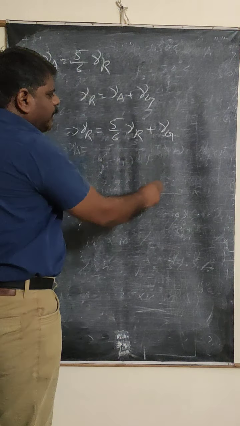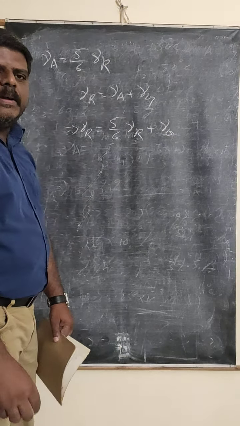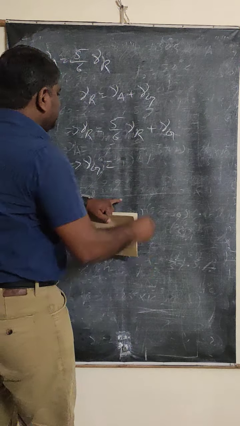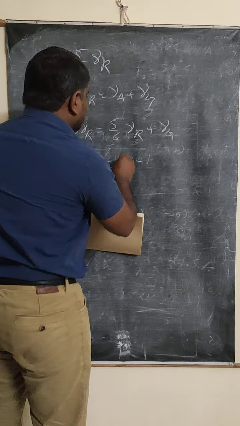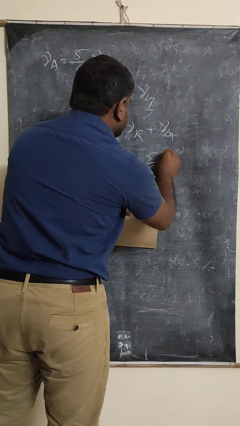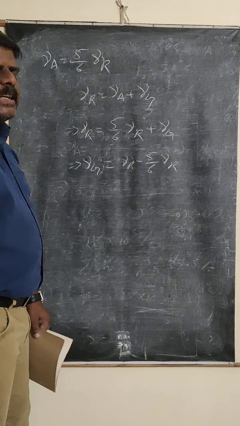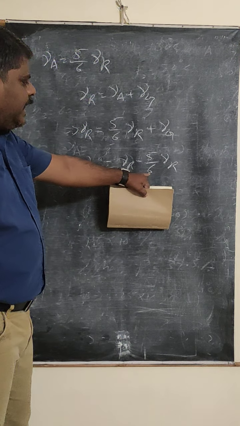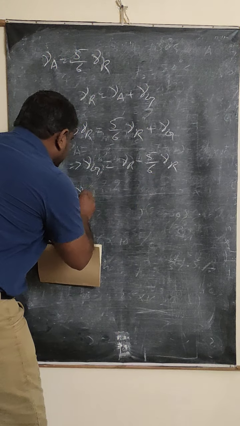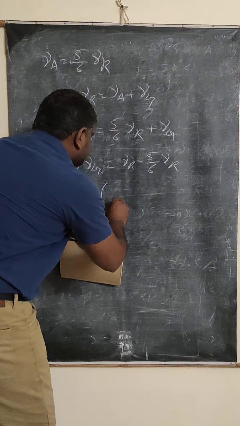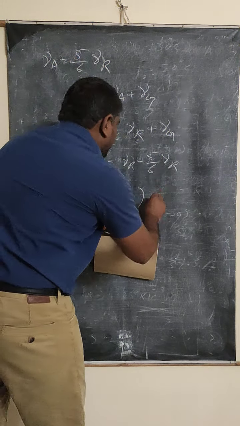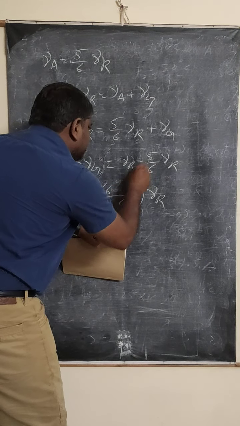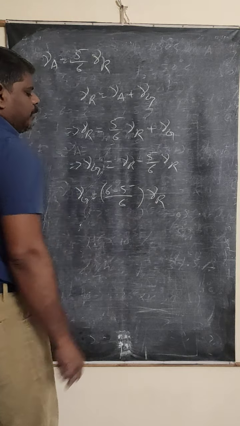Now we have to find this gamma G. 5/6 gamma R goes to the left side and becomes minus. So gamma G is equal to gamma R minus 5/6 into gamma R. Gamma R will be taken as common and 6 will be the LCM. Then what do we get here? 6 minus 5, into gamma R by 6.